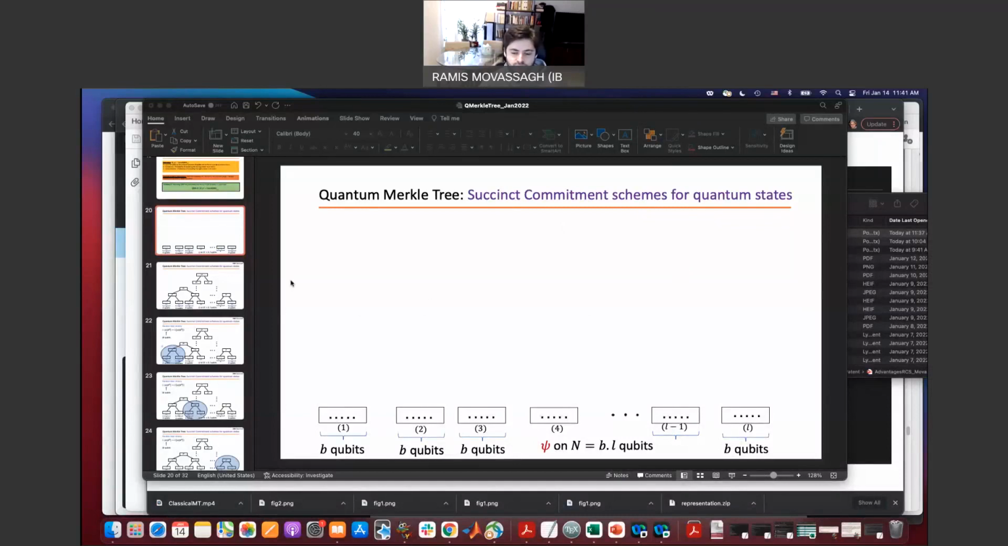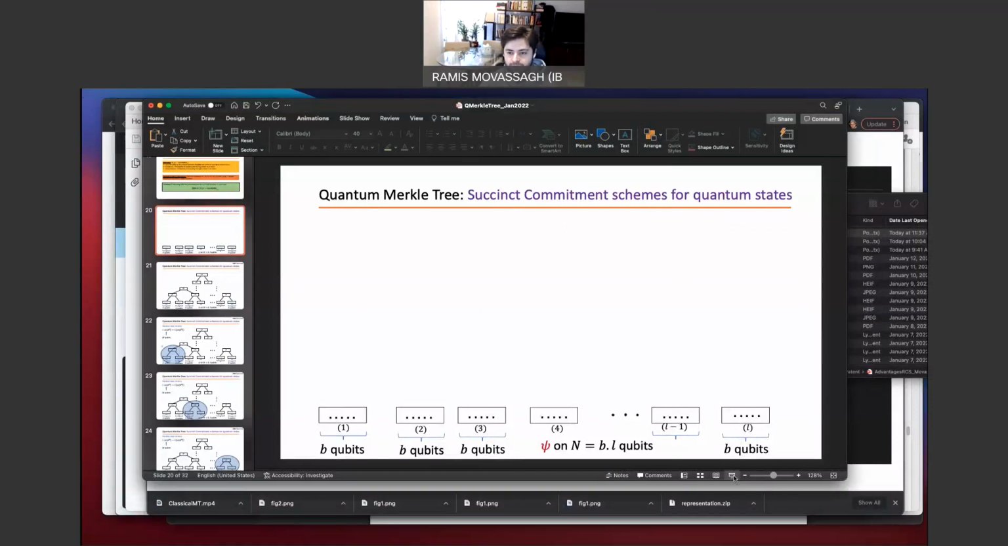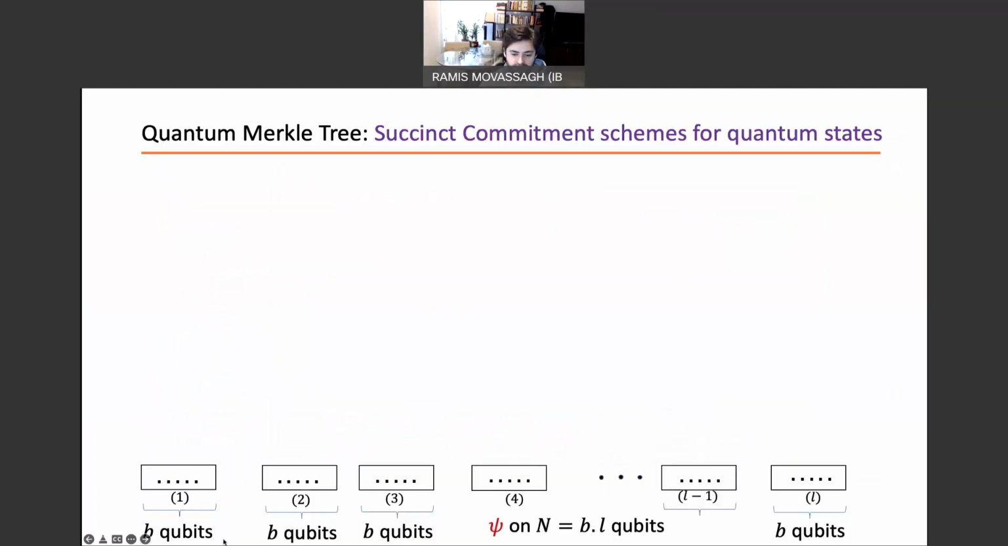I want to discuss the quantum Merkle tree, which is what we propose in this paper. Here one wants to commit to a quantum state instead of a classical bit string. So you have a density matrix on capital N qubits that you wish to commit to, and one breaks this into L blocks of size B, where B is the security parameter. You want to analyze the protocol with respect to how it scales with B, as well as other parameters.